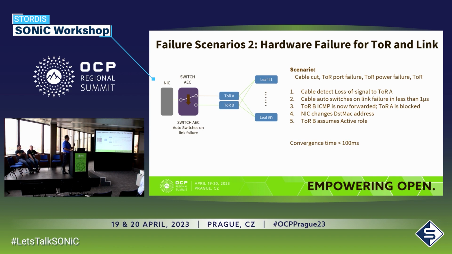In case of a hardware failure, like a TOR failure or a link failure, the concept is the same. If the cable's cut or the port fails, the cable detects that there's a loss of signal from TOR A, and then it basically auto switches the failure to link B. So now TOR B's destination address is mapped to the packet, and then TOR A's packets are dropped.